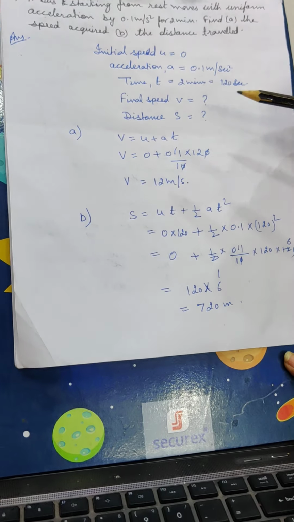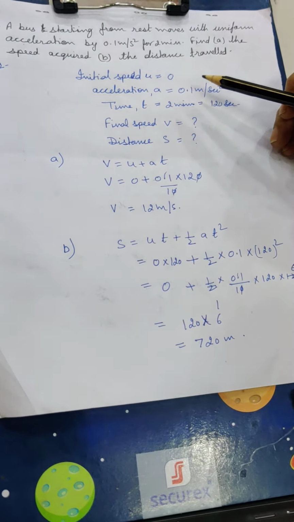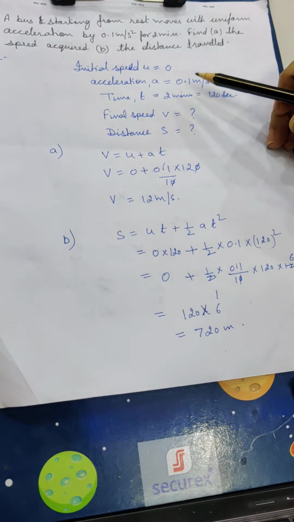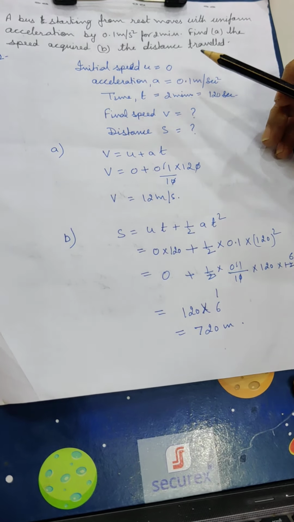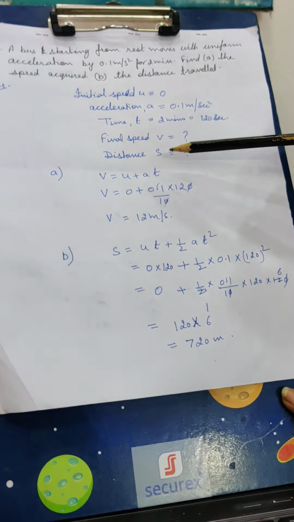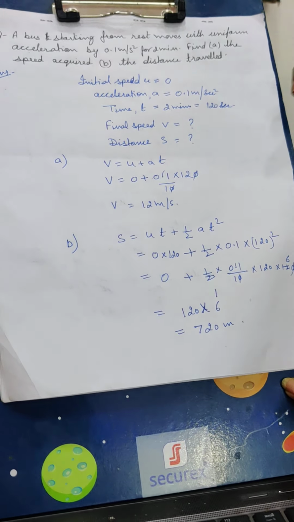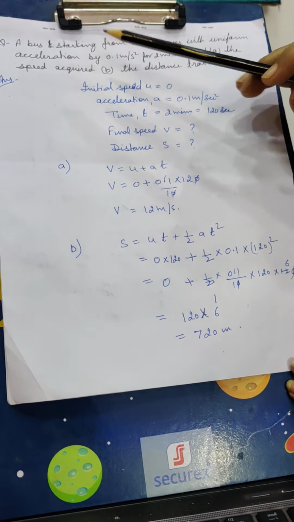Always remember, whenever time is not given and we have to calculate position or distance, we always use the third equation of motion. And if time is given, then we use the first and second equations of motion. Now let us start with the question.